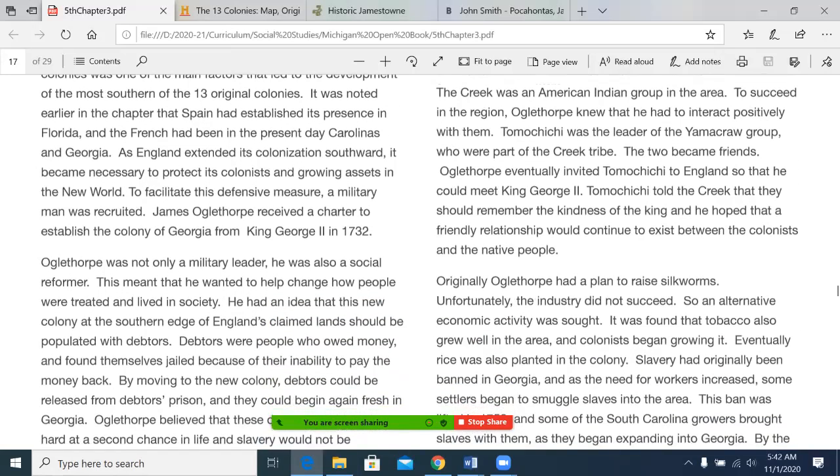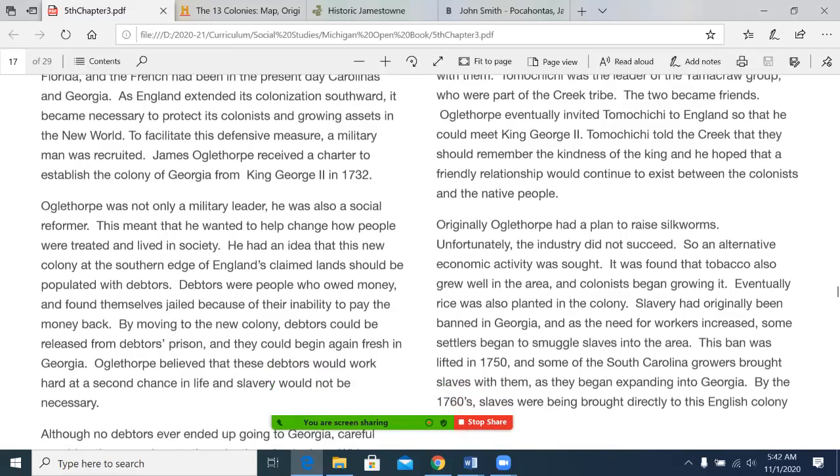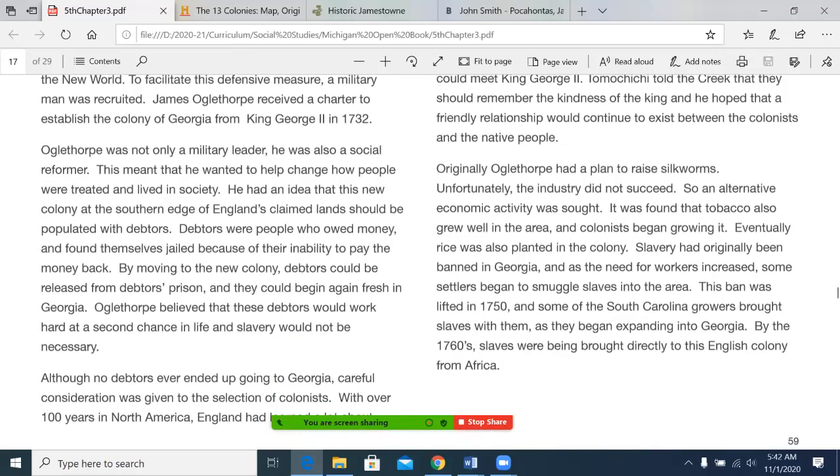To facilitate this defensive measure, a military man was recruited. James Oglethorpe received a charter to establish the colony of Virginia from King George II in 1732. Oglethorpe was not only a military leader, he was also a social reformer. This meant that he wanted to help change how people were treated and lived in society.